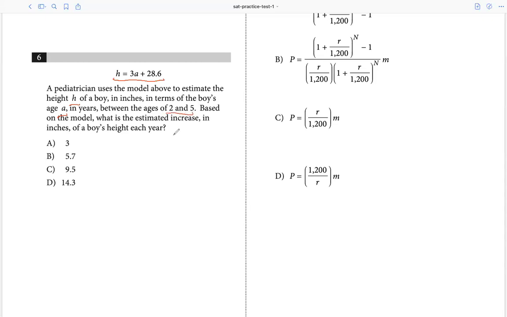Based on the model, what is the estimated increase in inches of a boy's height each year? Well, let's ask about the rate of change, because it's the increase in inches. So this is a y equals mx plus b form. So we know the rate of change is the slope. The slope in this case is a 3. So that's it for this question.